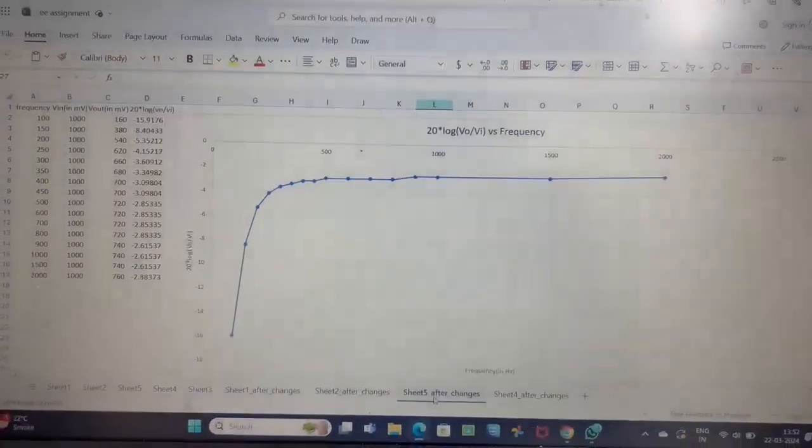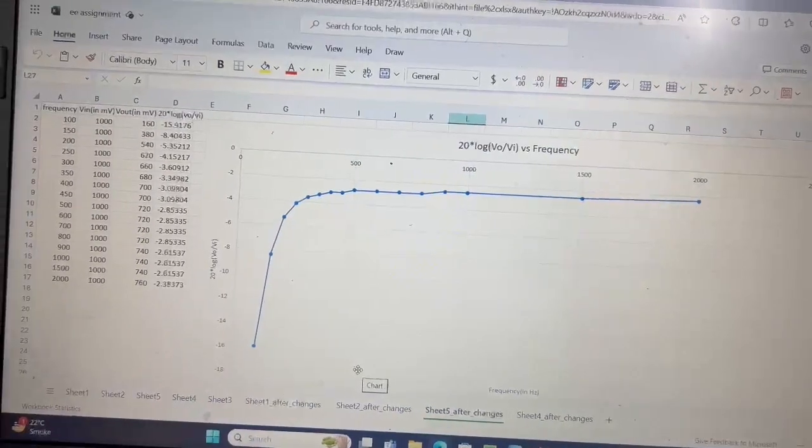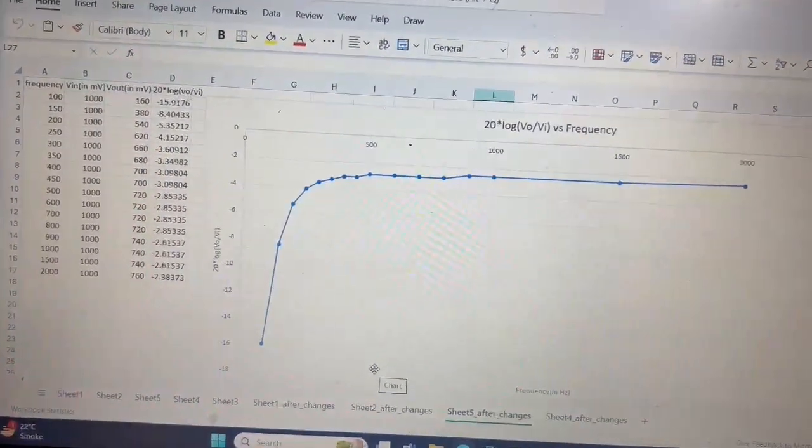Here we can see the graph, which is gain versus frequency. We have calculated the gain here. Here we can see the frequency.